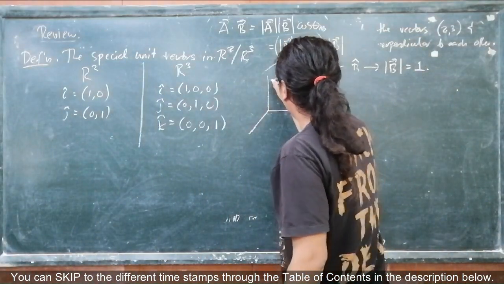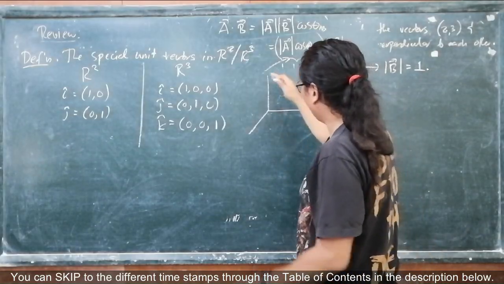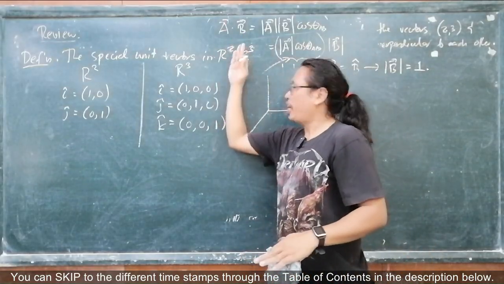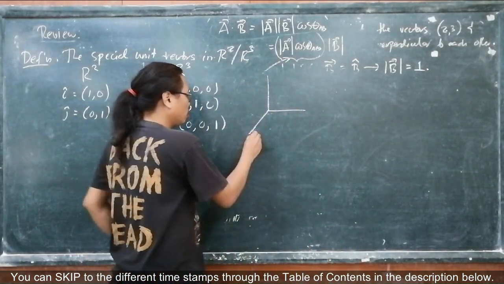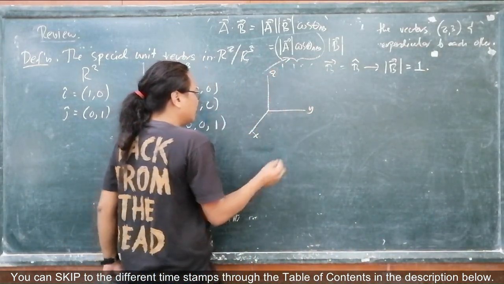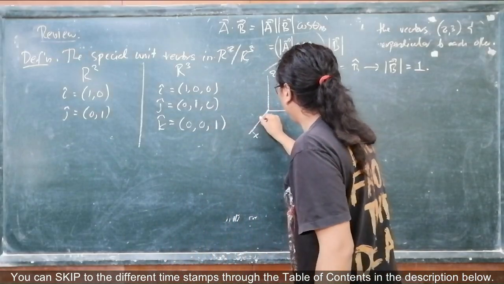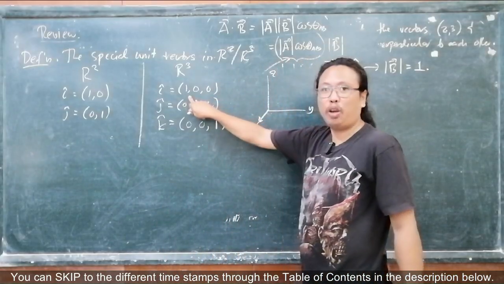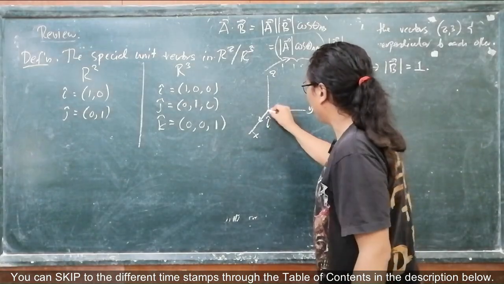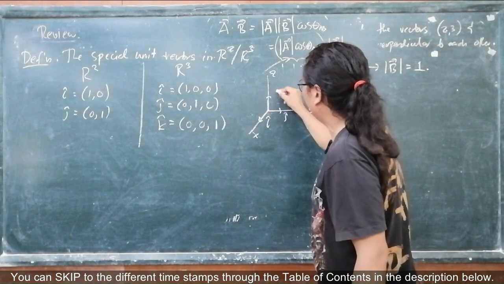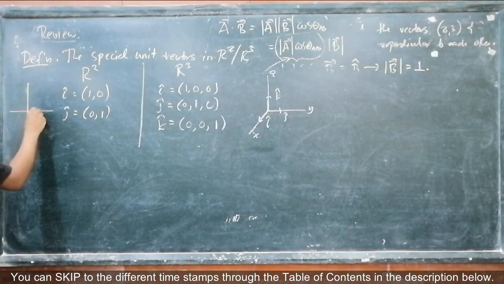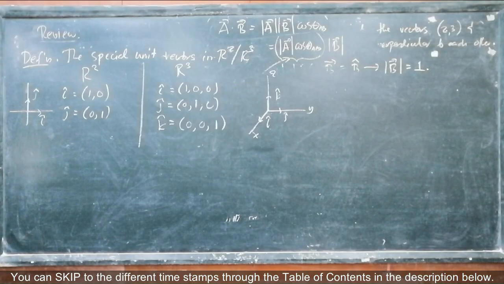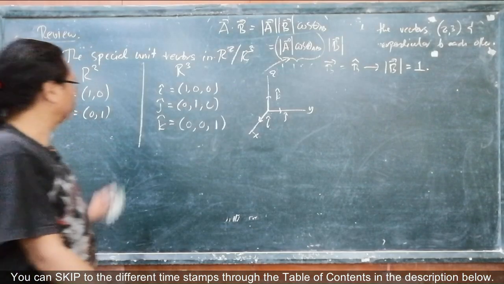By the way, what is the standard axis? Imagine this: positive Z, positive X, and positive Y. So this is positive X, positive Y, and positive Z. So I is a unit vector. The length of this is clearly 1. This is I hat, this is J hat, and that is K hat.